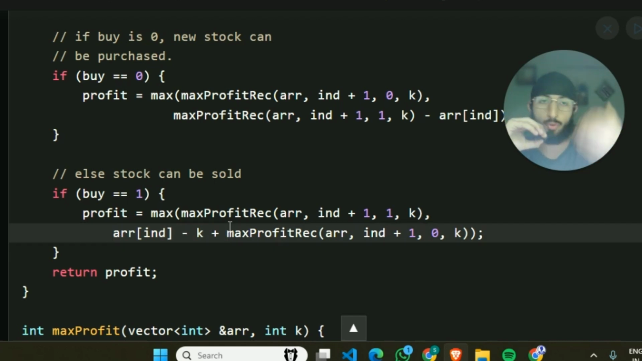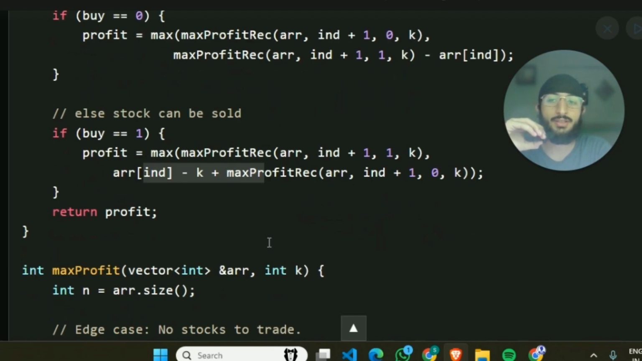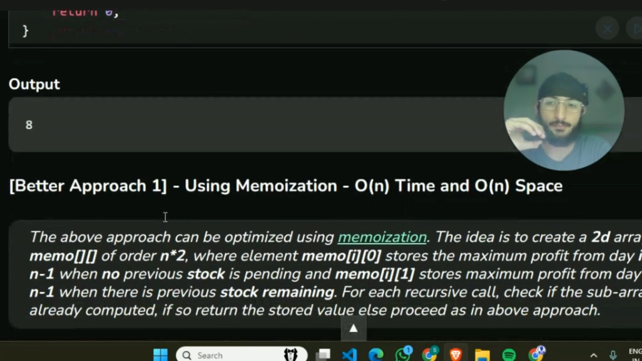So that means now since we have sold the stock, we are going to get the selling price of that stock minus the transaction fee. So we remove the transaction fee, right? So this is the answer, and we return the profit, right?